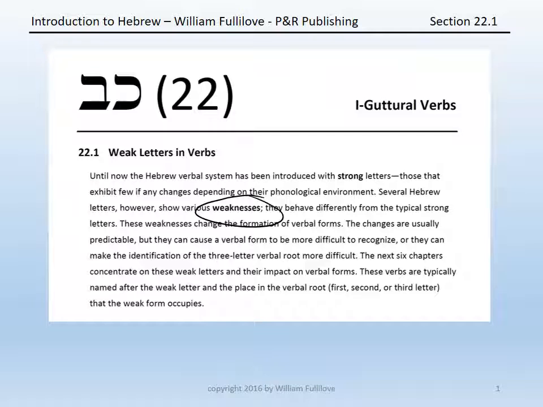These weaknesses can change the formation of various verbal forms. These changes are usually predictable, but they can cause it to be more difficult to recognize the verbal form you're dealing with, and they can particularly cause it to be more difficult to identify the three root letters from which the verb is formed. The next 6 chapters of this book, therefore, will concentrate on these weak letters and how they impact the verbal forms.